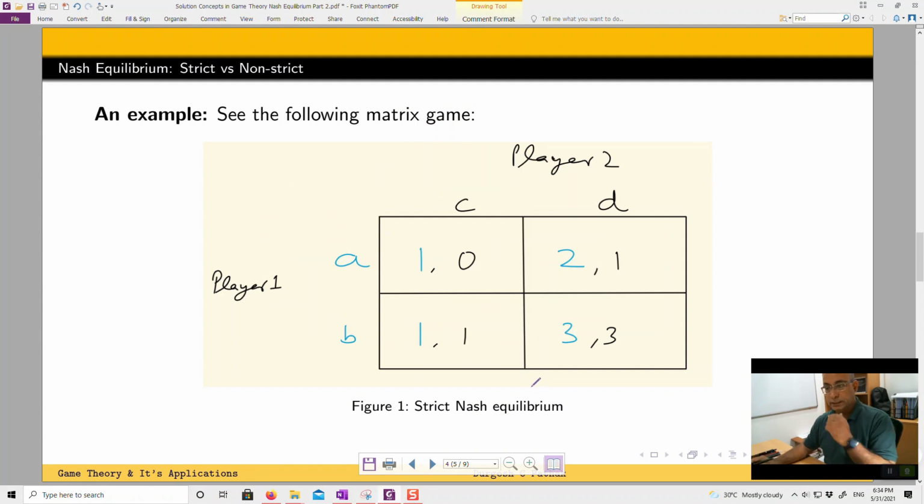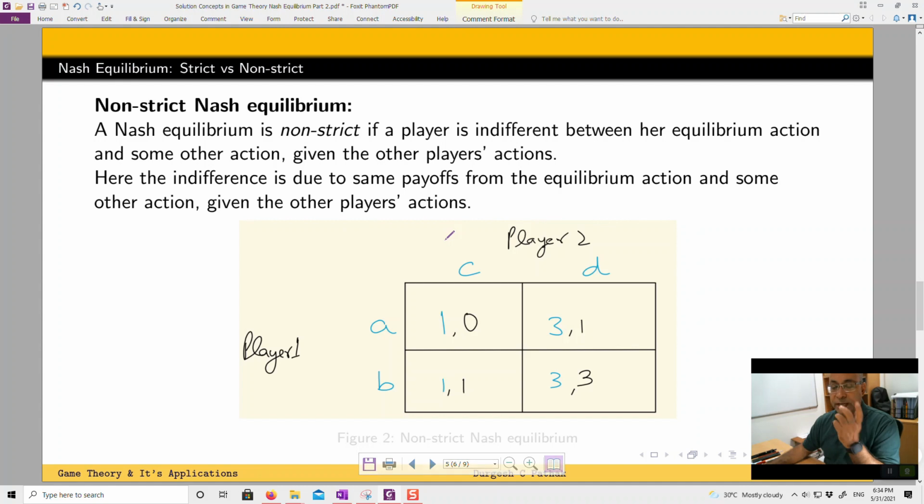So I think you got this idea here. Now what about a non-strict Nash equilibrium? This will be non-strict if at least one player is indifferent between her equilibrium action and any other action, given every other player's actions are the same, the ceteris paribus idea. So see here, this is the same game.